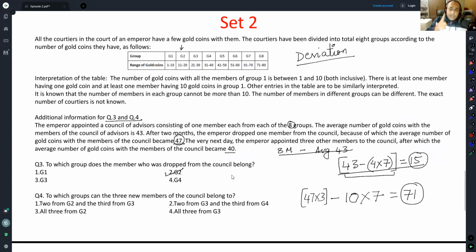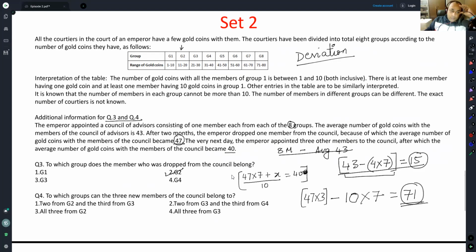You can get to this result in one line. You don't have to do this: 47 into 7 plus x upon 10 is equal to 40. Although this is still manageable, I prefer working with deviation because it is efficient regardless of what case you take. In this case, it is becoming easier because it is 10 into 40. These two numbers are very kind to us. Any which way, we now have 71 coins. The 3 people that have come in have a total of 71 coins with them.